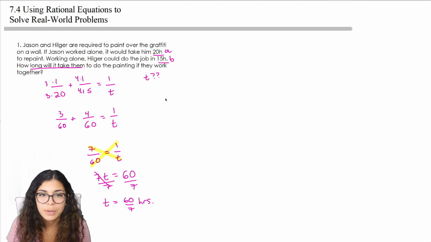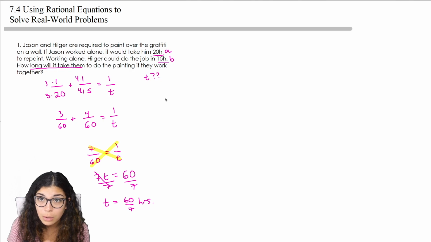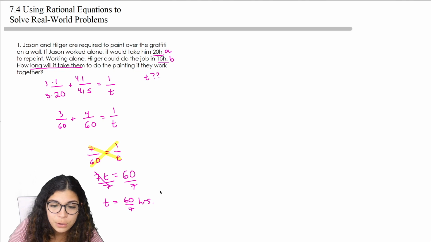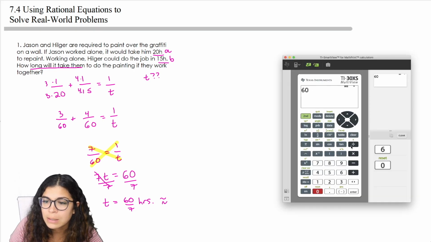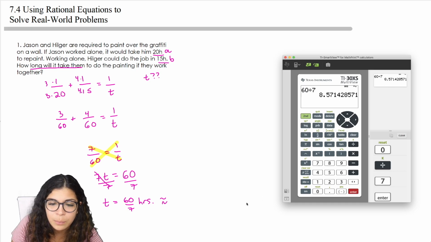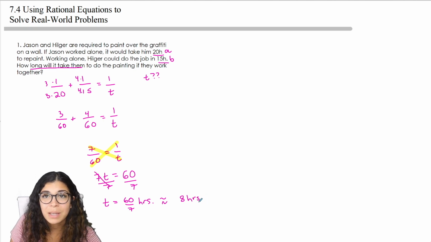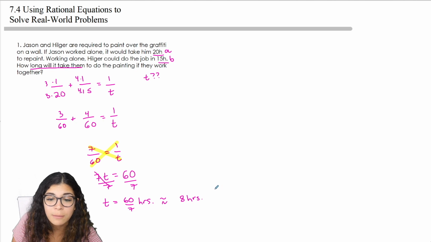Now, normally in the real world, we don't say it's going to take me 60 over 7 hours. So you have to change that to how many complete hours and how many minutes. So what we're going to do is first change this to a decimal. 60 divided by 7, you can do it by hand or just use your calculator. 60 divided by 7 is 8 whole hours, okay? And then we get a remainder. 8 times 7 is 56, so we have a remainder of 4 over 7 hours.